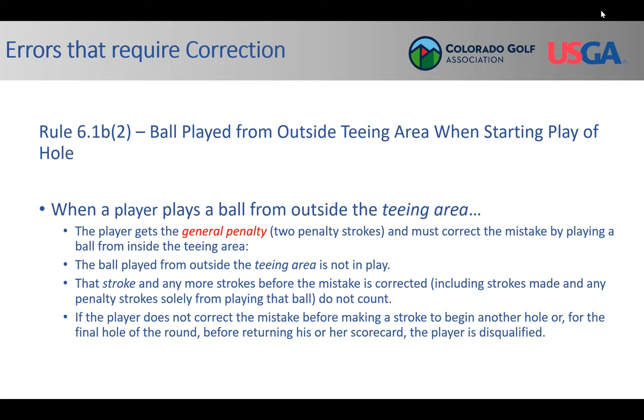So again, that ball played from outside the teeing area, there is no score we can make with that ball. We need to make that correction, apply that general penalty, and then get a ball in play from the correct area and go on from there.